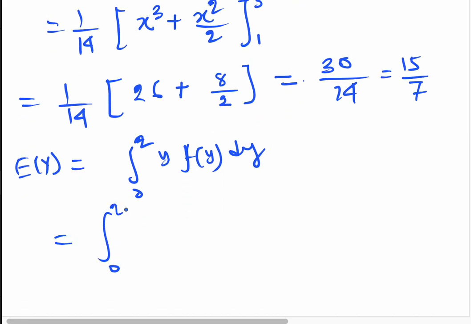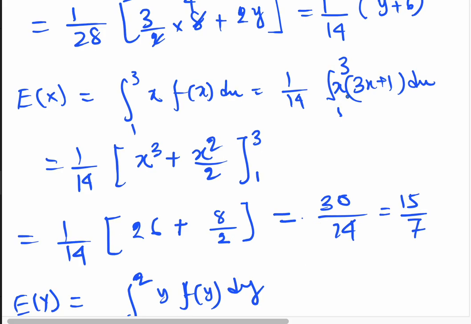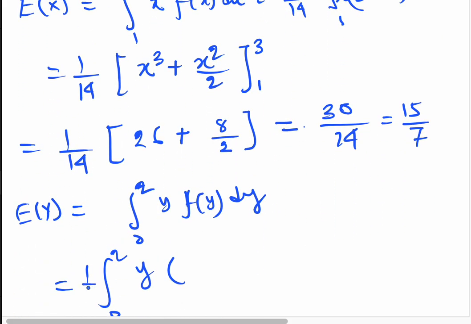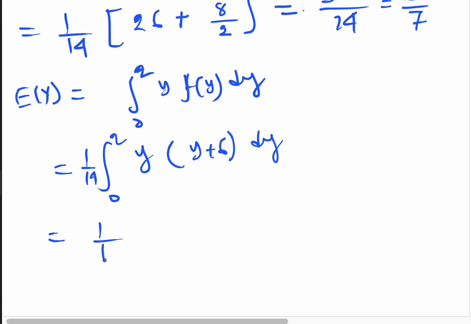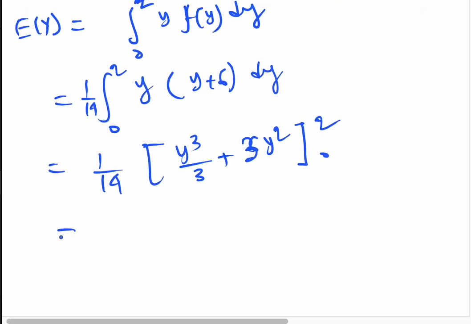is 0 to 2 y, 1 by 14, y plus 6 dy, 1 by 14 y cube by 3 plus 6y square by 2, so that is 3, 0 to 2, 1 by 14. This will be 8 by 3 plus 3 into y square means 4, 12.